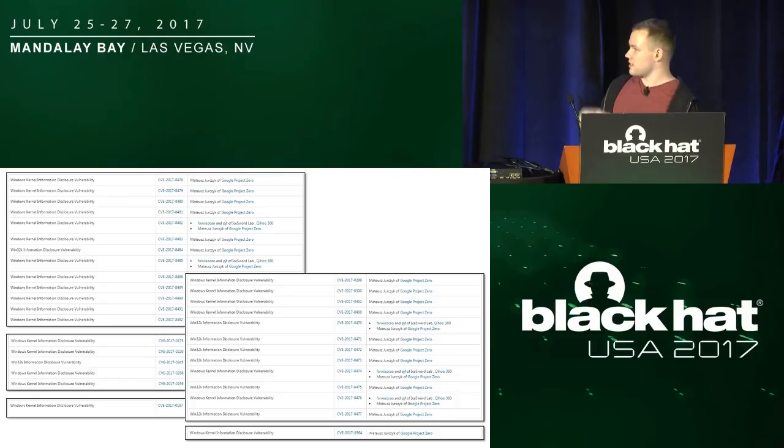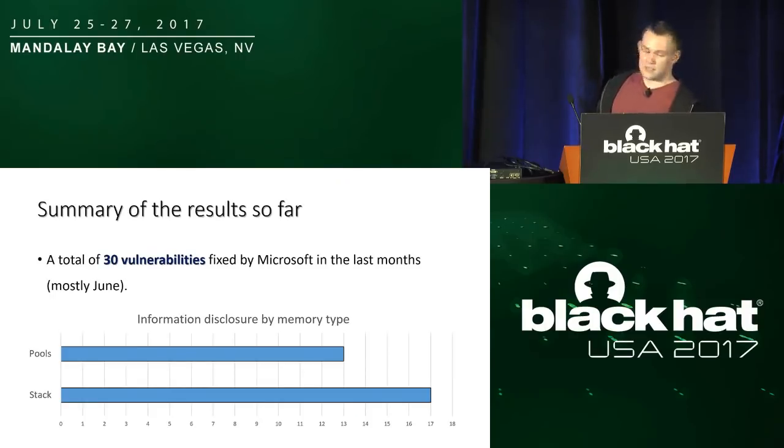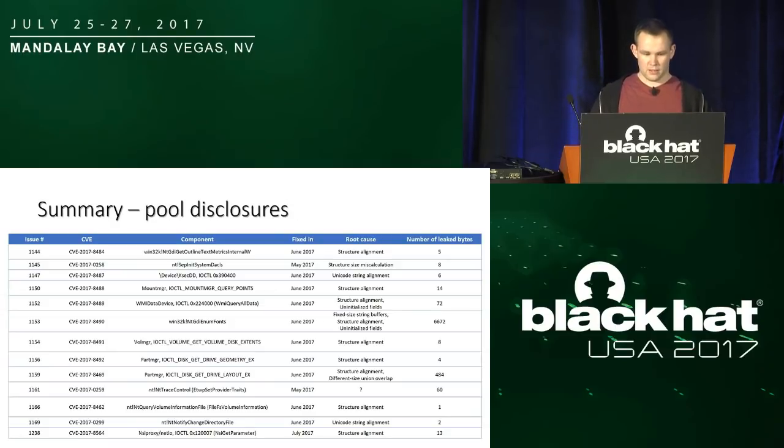This is the results on a single slide. So it's a couple of screenshots from Microsoft bulletins from the last 4 months. The summary is that we found so far 30 vulnerabilities. 13 of them were from the pools and 17 from the stack. So it's quite evenly divided. And we can see here the pool ones were triggered in a number of kernel drivers. So we have both the core NT OS kernel, we have Win32k, we have a bunch of partition manager drivers, volume manager drivers, stuff like that.